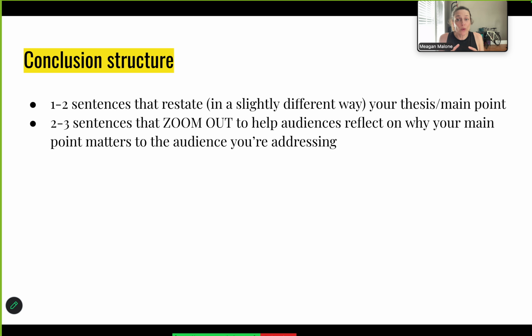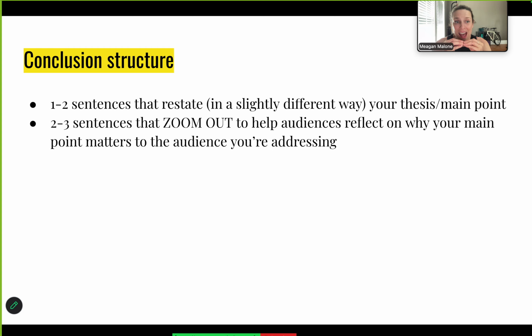You want to restate your main point in a slightly different way, but a huge mistake is making the conclusion just say what you already said. I think that's boring. It doesn't add anything at all. They've already read it. They've seen the thesis statement. So maybe you recap it for one or two sentences.